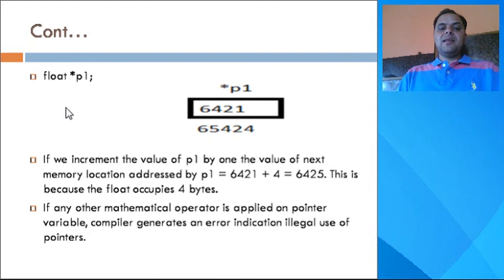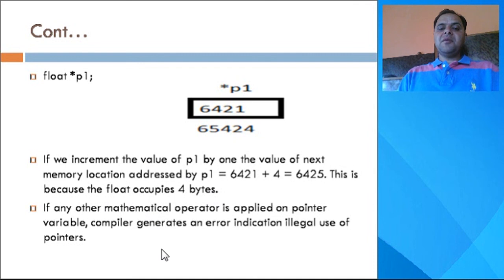Another example: float p1, a pointer p1 which is of float type. If we increment the value of p1, it will increase by 4 locations because float occupies 4 bytes. So p1 plus plus will increase it to 6425, because the float occupies 4 bytes.